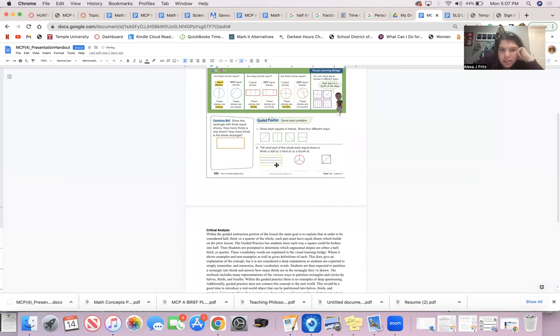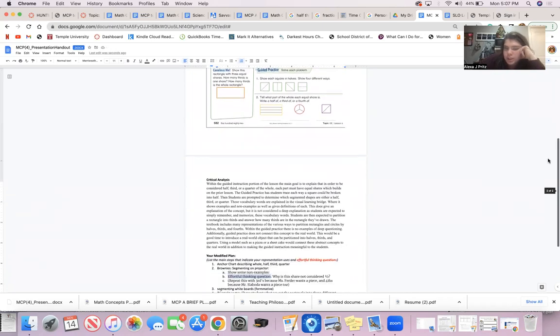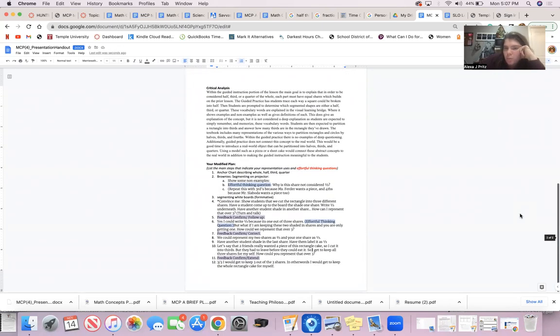How many thirds is the whole rectangle? Well, the answer would be 3. There's 3 thirds, but this also puts fractions to it and helps better explain why the answer would be 3. And so feedback, confirm, or extend. 3 over 3, I would get to keep all 3 out of the 3 shares. In other words, I would get to keep the whole rectangle cake for myself.